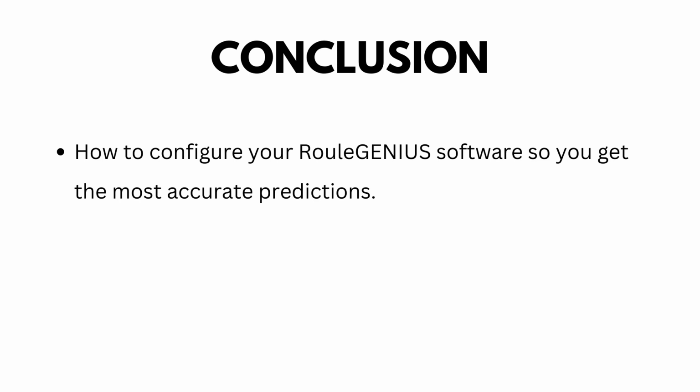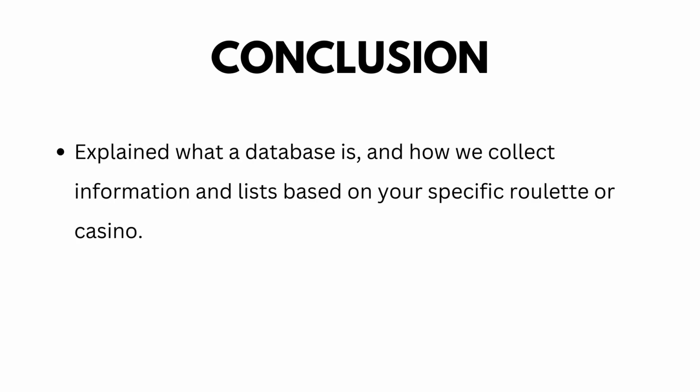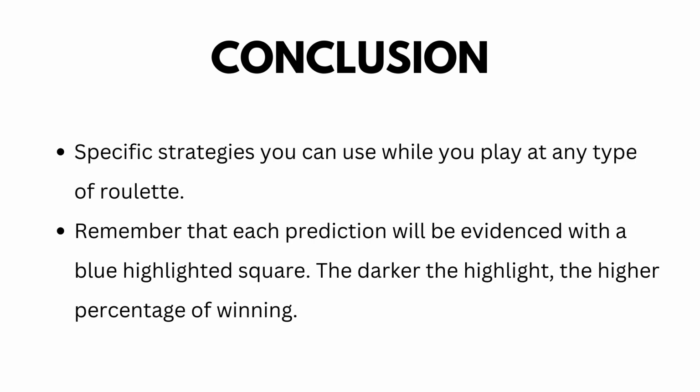So in conclusion, today I've showed you how to configure your RouleGENIUS software so that you get the most accurate predictions. I've explained to you what a database is and how we collect information and lists based on your specific roulette or casino. And then I talked about specific strategies that you can use while you play at any type of roulette. Remember that each prediction will be evidenced with a blue highlighted square. The darker the highlight, the higher the percentage of winning.